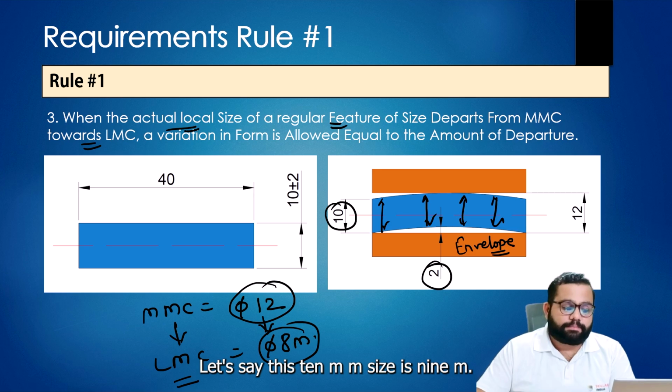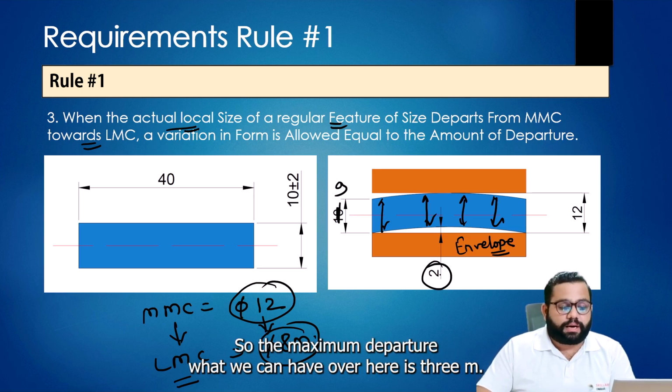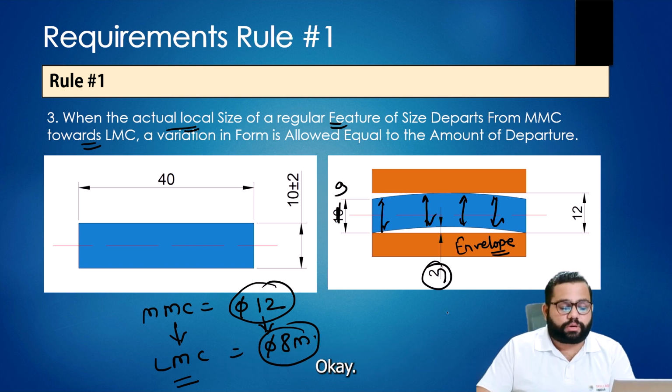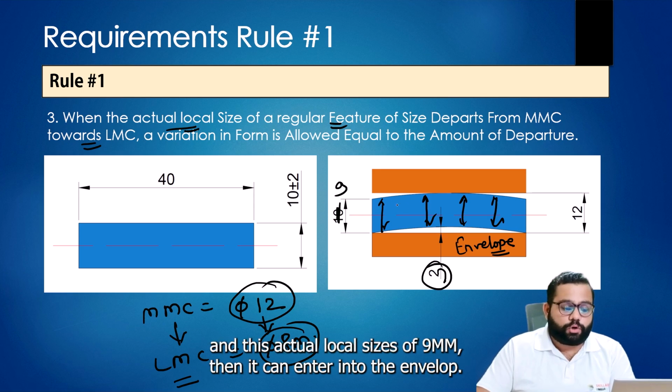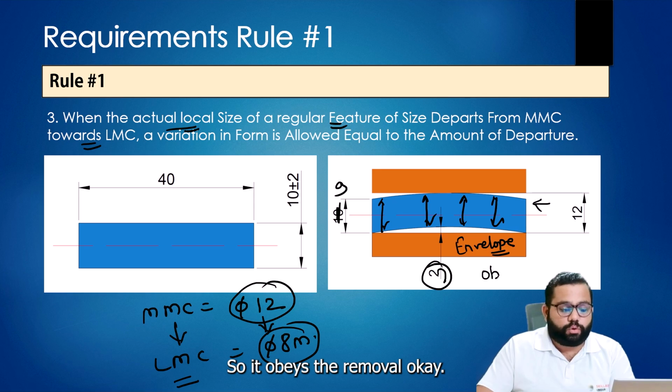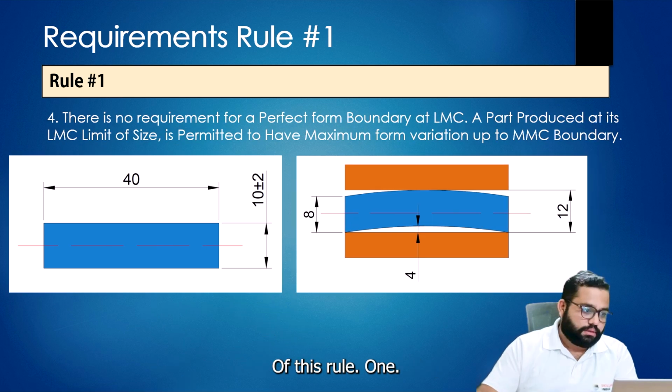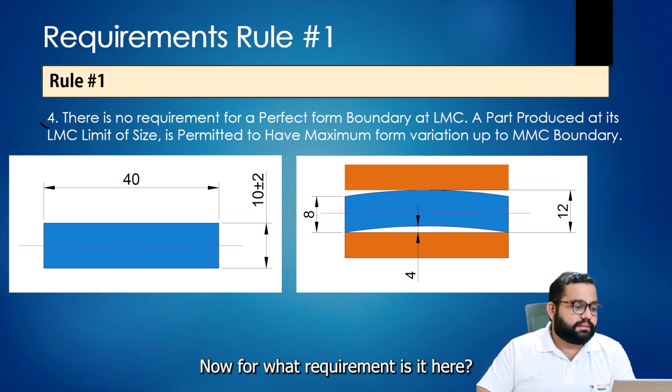Let's say this 10 mm size is 9 mm. So the maximum departure we can have over here is 3 mm. So if we have this departure of 3 mm and this actual local size is 9 mm, then it can enter into the envelope. So it obeys rule 1.